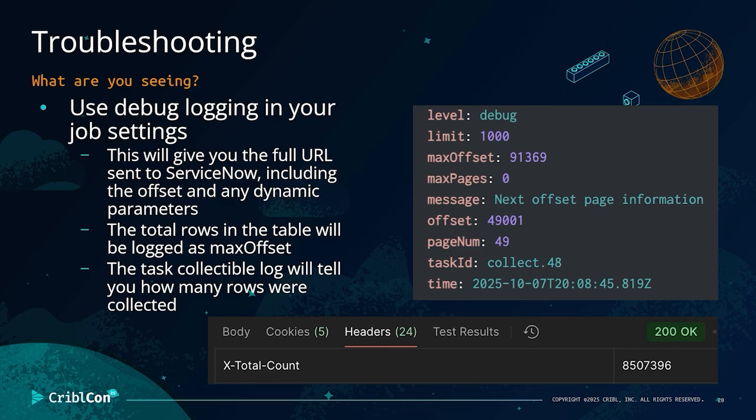The other thing is that when you turn on debug logging, you'll get max offset, which is the number of rows in the table. That's hugely important because that'll give you the ability to tell, hey, I'm expecting this many rows, we've gotten this many rows. That'll be in the task log, which I'll show in just another slide here.